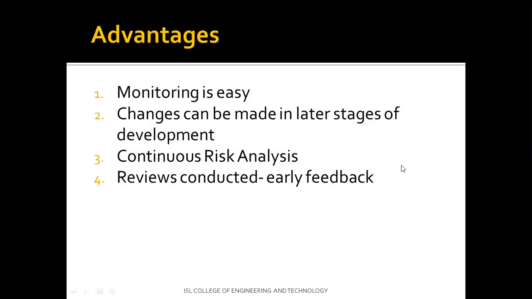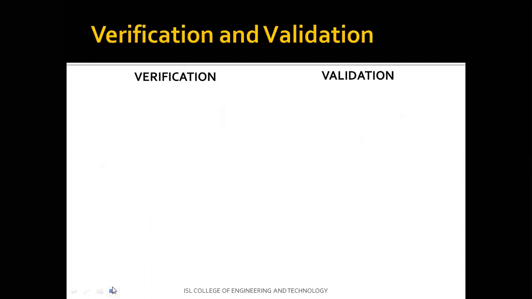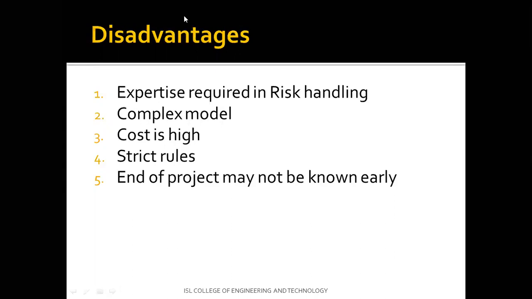Then reviews are conducted early. Whenever you're making a prototype, you're going to ask for customer feedback, and based upon that customer feedback, you're going to make changes within the software. Whereas within the previous model that we've studied, like the waterfall model, you got late feedback after the entire software was developed. So these are the advantages of the spiral model.